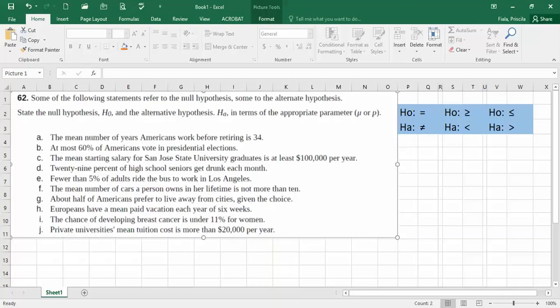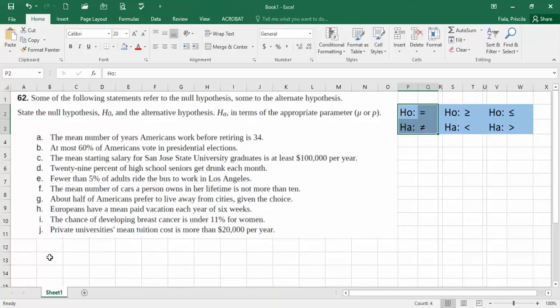Okay, so let's read the first one. The mean number of years Americans work before retiring is 34. Again, the mean number, so you know you're working with the mean. It's telling you it's equal to 34. It's not at least, it's not more, it's not less, it's not at most, it's 34. Which one out of all of these has the equal sign? So you're going to be using this one right here.